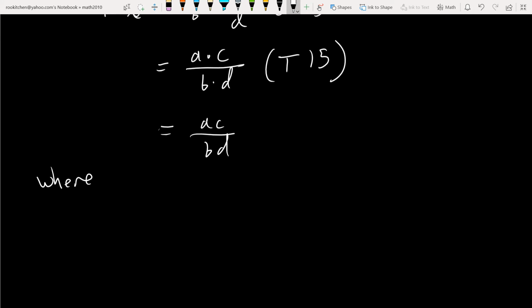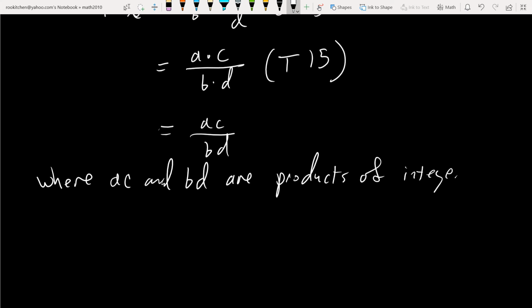And then we make a note about this, right? We want to say that AC is an integer, BD is an integer, and BD is non-zero. So we note AC and BD are products of integers and therefore integers, because we know from the last section that the integers are closed with respect to multiplication.